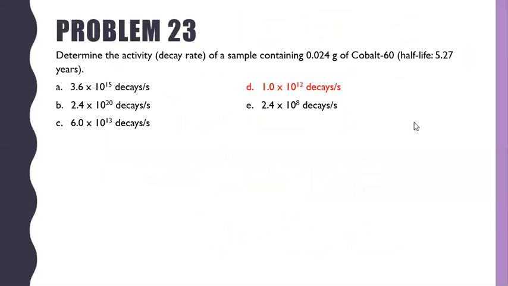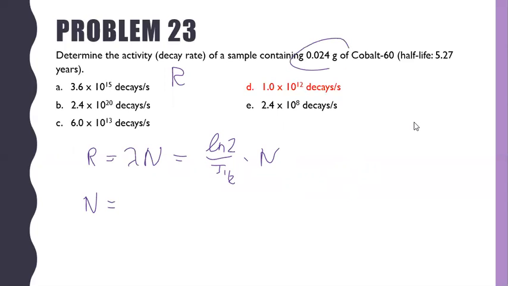Excuse me. The activity rate, that's R. We're trying to find R. So it says on the equation sheet that R is equal to lambda times N. But I know what lambda is because I'm given the half-life. So lambda is the natural log of 2 divided by half-life. So I can figure that out, but I also need to figure out N. So let's go figure out N.